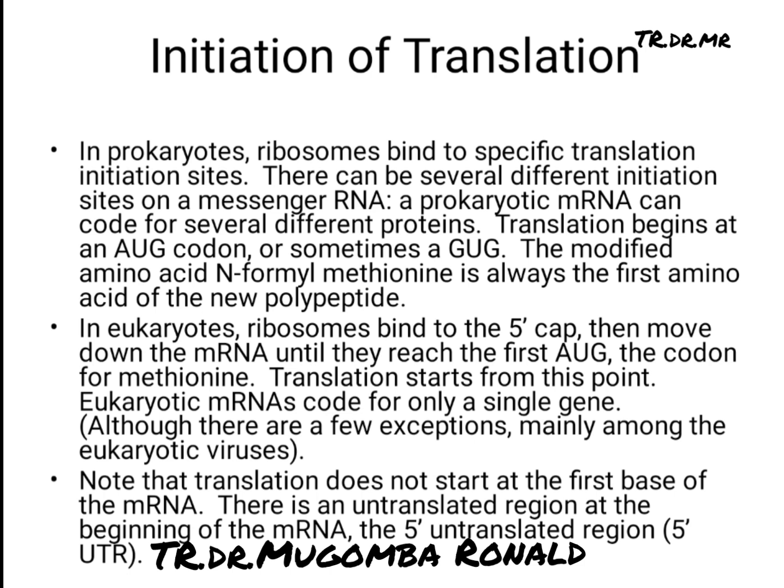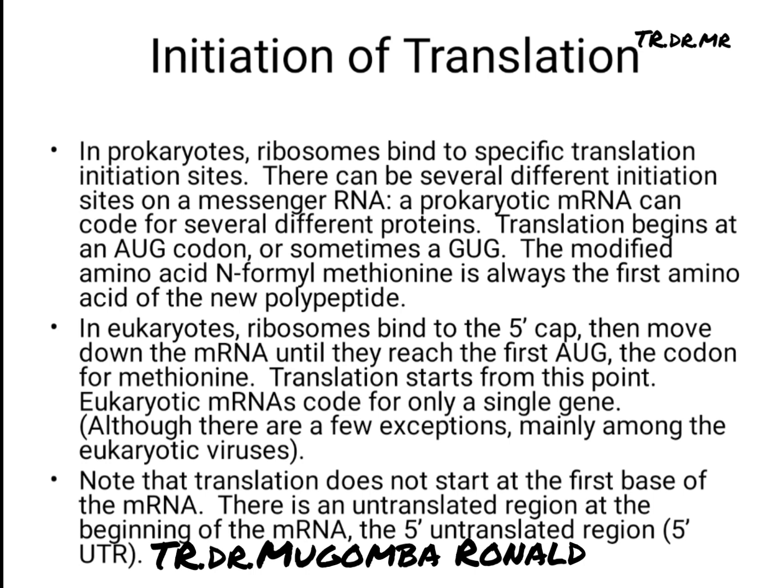So in prokaryotes, usually the ribosomes bind to specific translation initiation sites. There can be several different initiation sites on the messenger RNA. A prokaryotic mRNA can code for several different proteins. Translation begins at a codon known as AUG, a codon that codes for methionine.